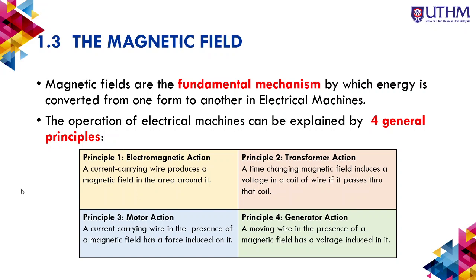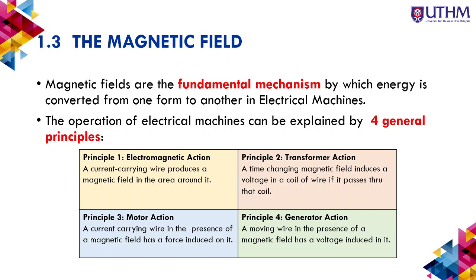The third one is the motor action. When there is a current-carrying wire in the presence of a magnetic field, a force will be induced. The difference between the first two and this one is that in the first two only one is provided, for example only current or only magnetic field. In the motor action, both of them are there, the current and also the magnetic field. The current is from the power supply, and the magnetic field can be from a permanent magnet. For example, in a DC motor, I believe you have seen what is inside. The force will be induced. Later on we will cover the other three.